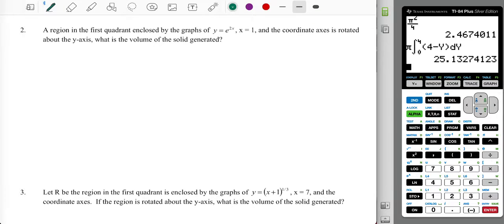We're looking at a region in the first quadrant enclosed by the graphs of y equals e to the 2x, x equals 1, and the coordinate axes. That's going to be rotated around the y-axis, and we want to know what the volume of this solid is going to be. All right, so let's draw the figure.